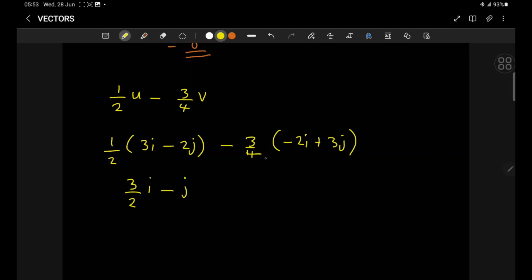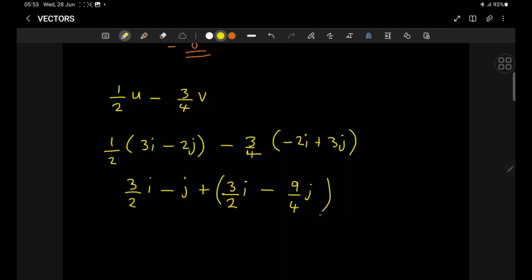Then multiplying this with the negative value, when negative 3 over 4 is multiplied with negative 2, the 2 will go into the 4 and become a positive because they are negatives, so we'll have positive 3 over 2 i. Then negative 3 over 4 by 3 will have negative 9 over 4 j.